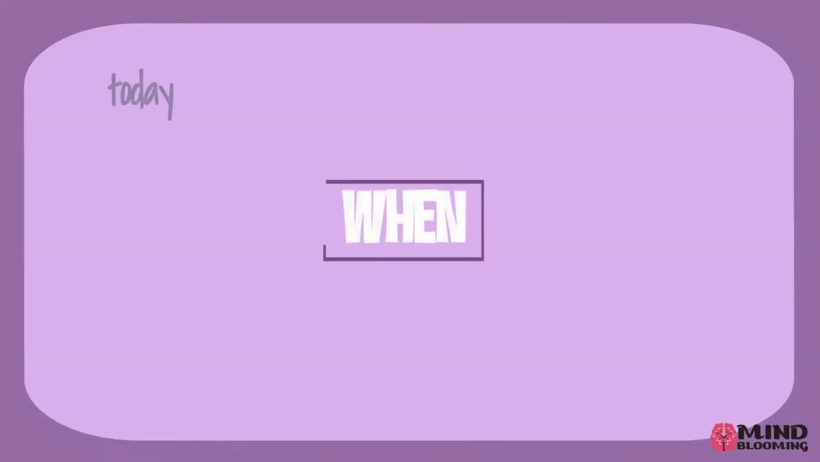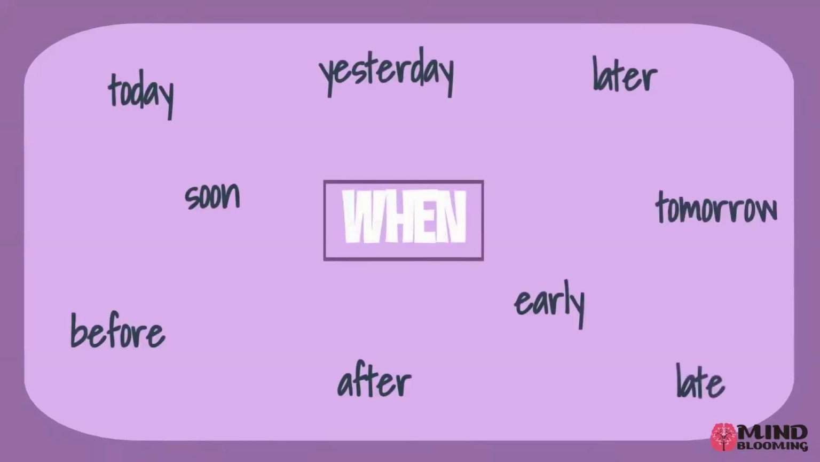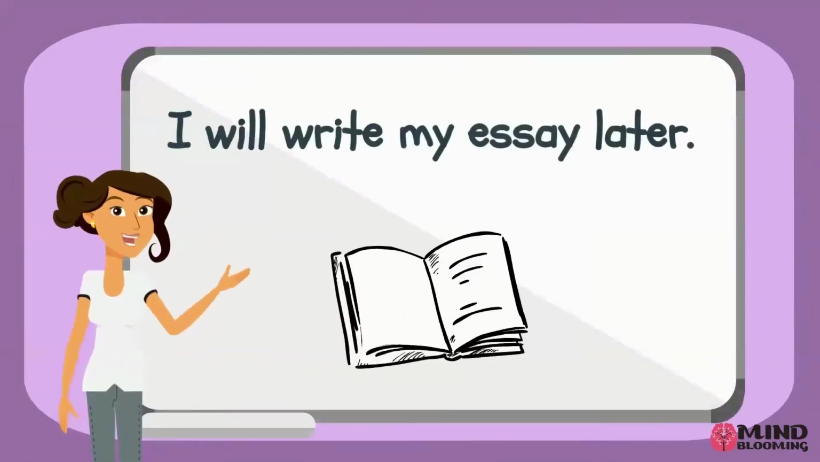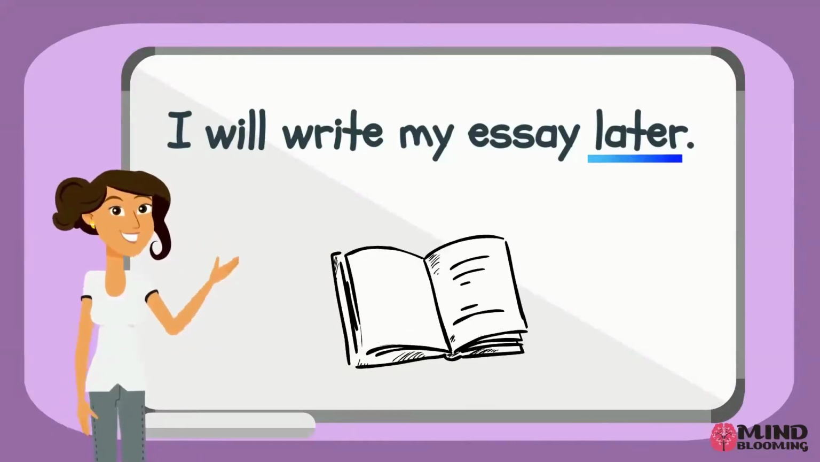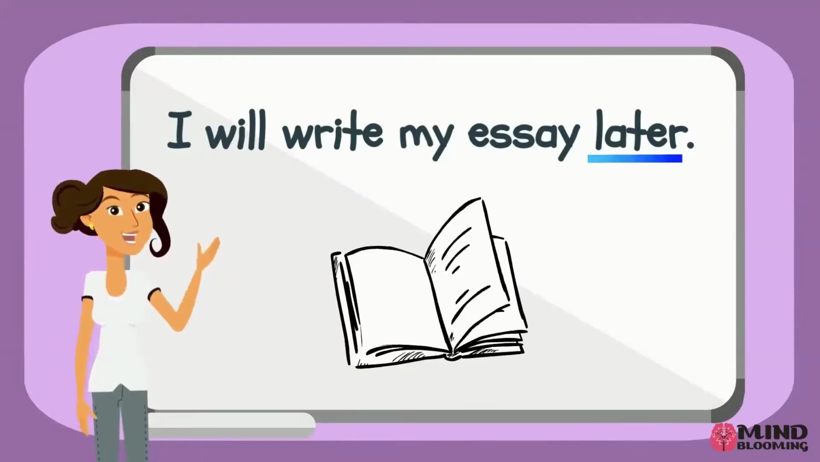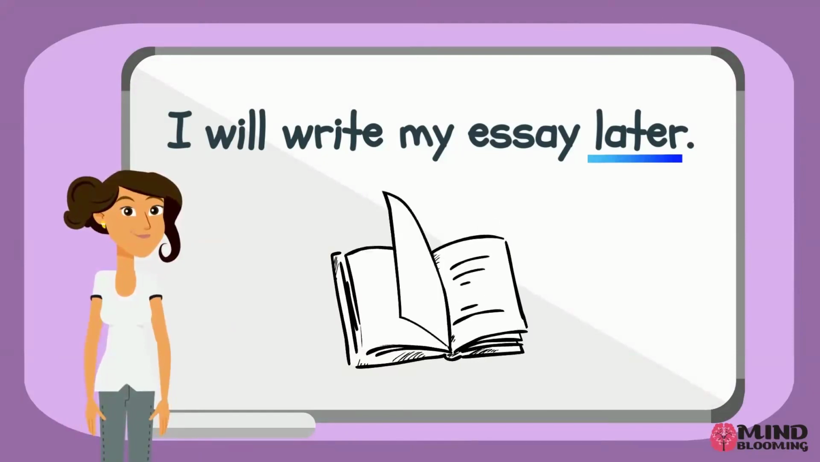These are examples of adverbs that show when the action or the verb is taking place. I will write my essay later. Later is an adverb that shows when the action will happen. Since the action or the verb in the sentence is write, it shows that the writing will happen later. So later is an adverb that shows when.